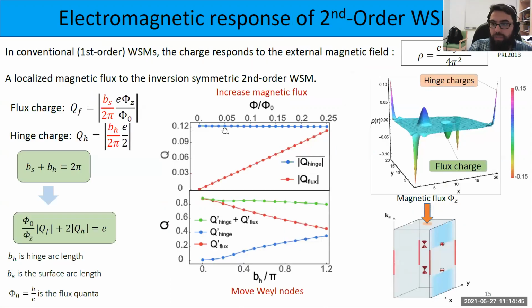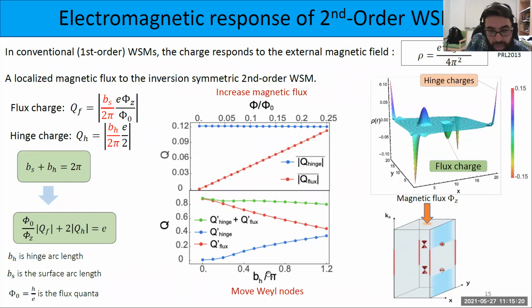Two more minutes. Yes, now I'm talking very quickly about the second order Weyl semimetals. When you have the electromagnetic response, I can introduce a flux here in the system. If you do that, you will see that by introducing the flux, you're going to get a competition between the charge on the flux and the charge on the hinge in this way. So you're going to get the quantization of the charge on the hinge, and the overall charge of the system, because of the competition of the QF and QH.